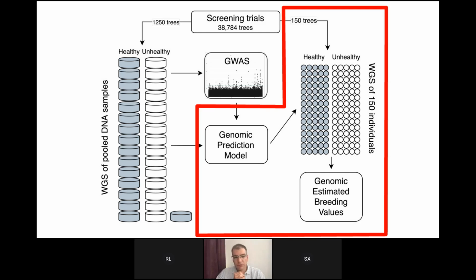So to do our genomic prediction, we needed a test population. So we did individual whole genome sequences of 150 individuals, 75 individuals that were healthy and 75 that were unhealthy. And that was a different set of individuals to the ones that went into the pools that we used for the GWAS, but were being grown at the same mass screening trials. And all of them were from the same area of the country, were from just one provenance.